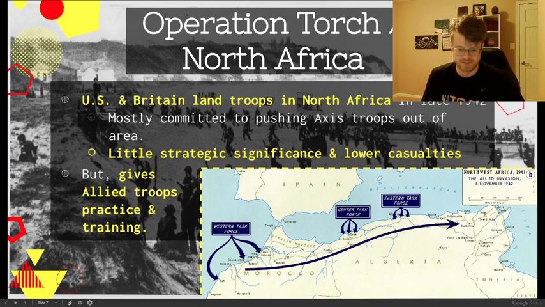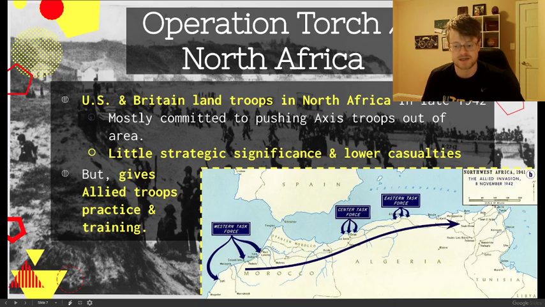There's kind of two thoughts behind this. First, the Allies would like to get their troops practice, which of course is a valuable thing, but also this would help secure the Mediterranean for Britain, who again was trying to maintain control of the Suez Canal and things like that. So with that in mind, this is where the Allies target first.